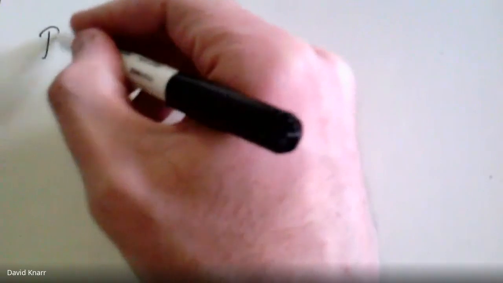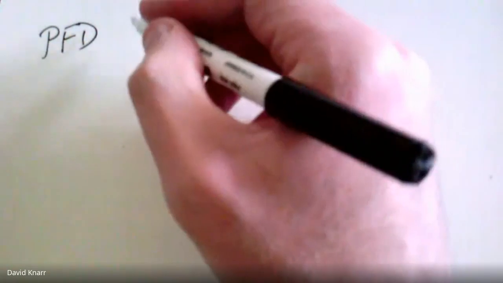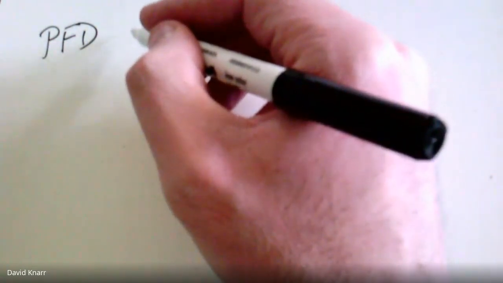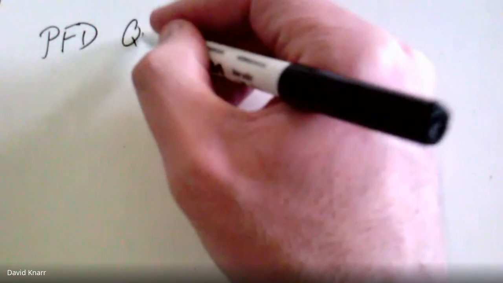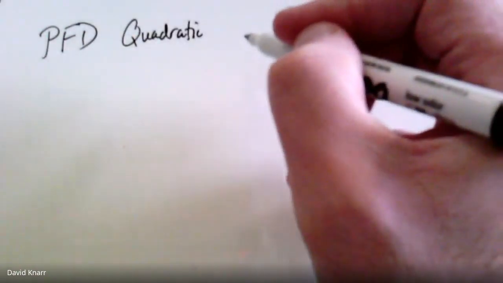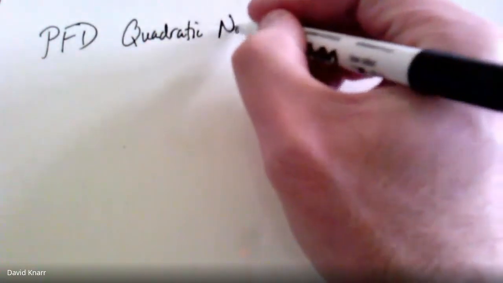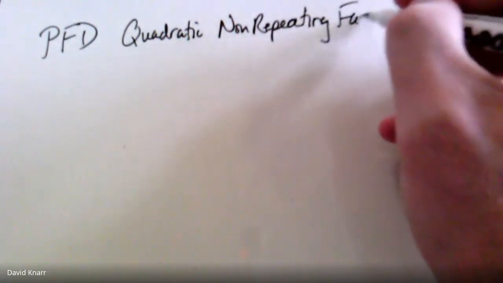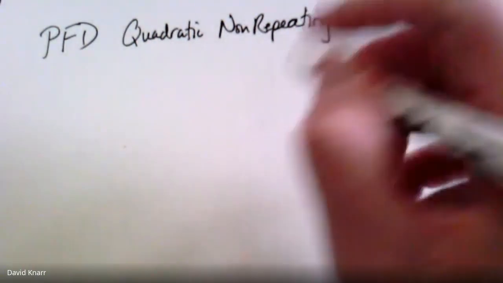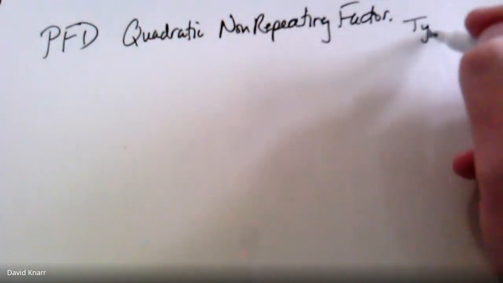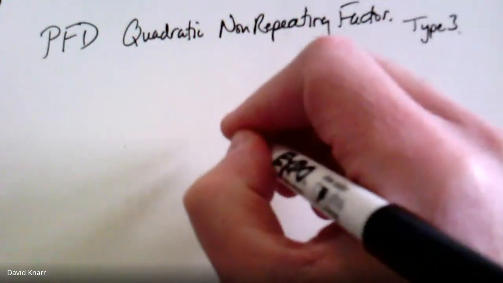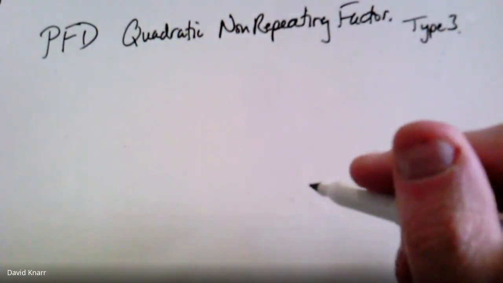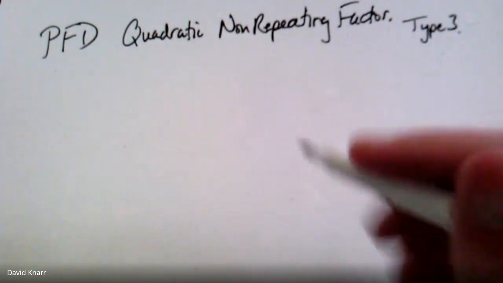Today, we are going to talk about partial fraction decomposition, another exciting event. Today, we are up to type 3. Type 3 talks about quadratic, non-repeating factors. The good news is we are up to type 3 of partial fraction decomp. The bad news is there are 5 types, and we are only up to type 3.